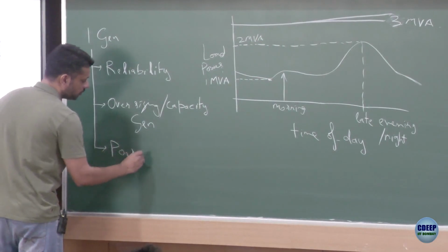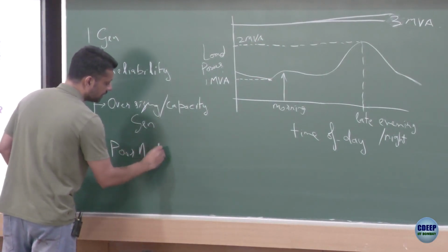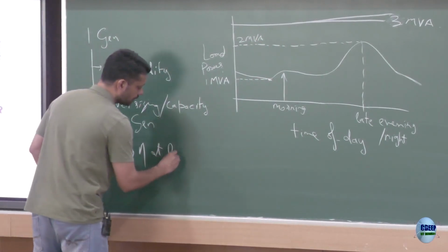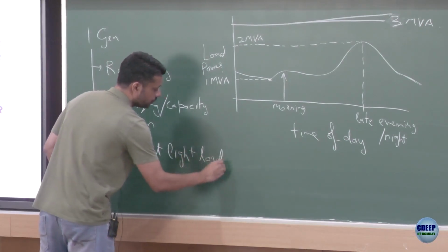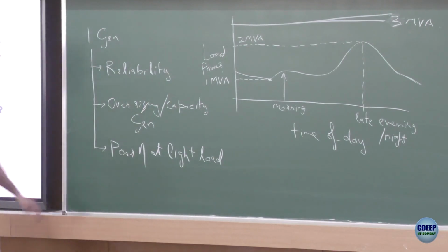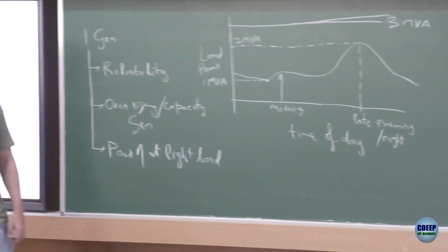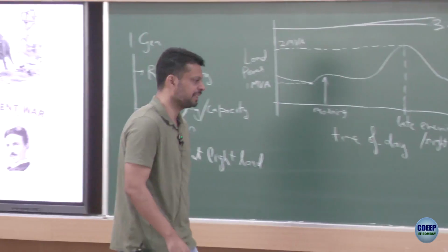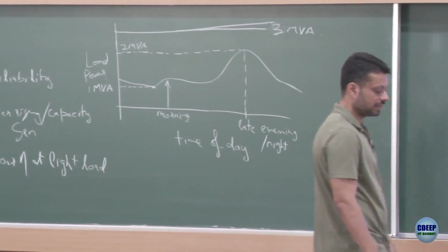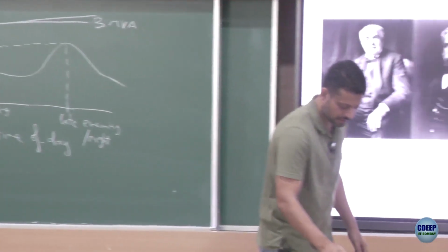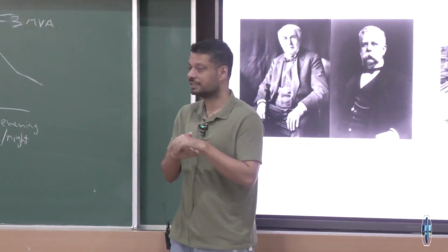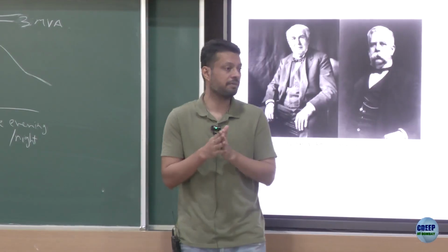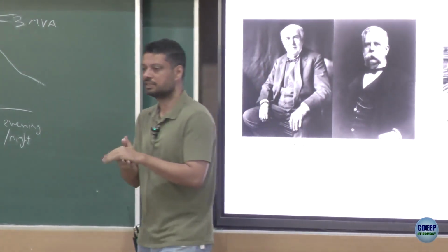The third problem was poor efficiency at light load, right. These were the three basic challenges, but nevertheless, at that time people knew that was the only way out, so people were using it, but I think in the beginning of the 1900s, people realized that these are the main problems, and then how do we fix it, right. So how do you fix it?